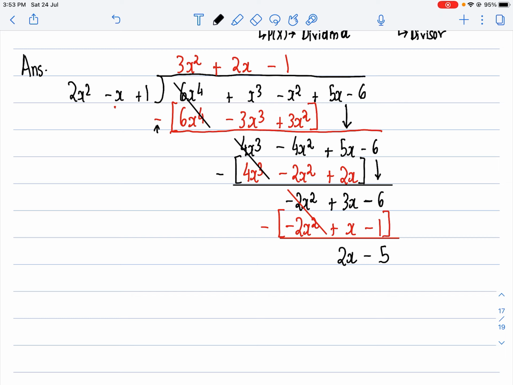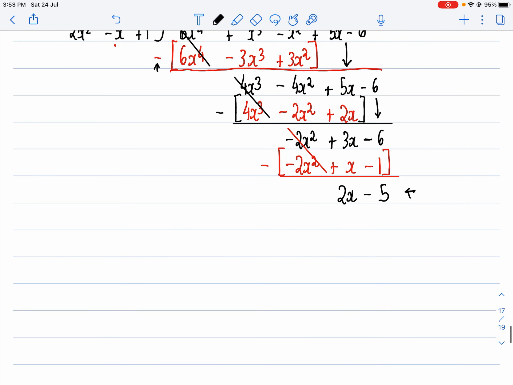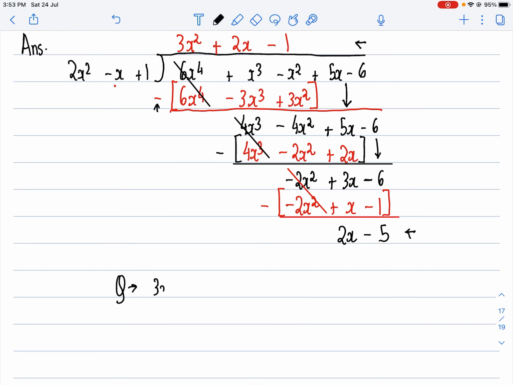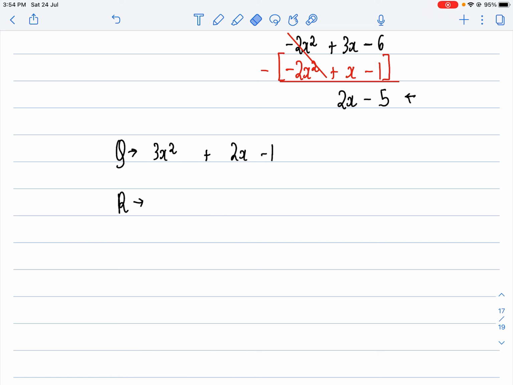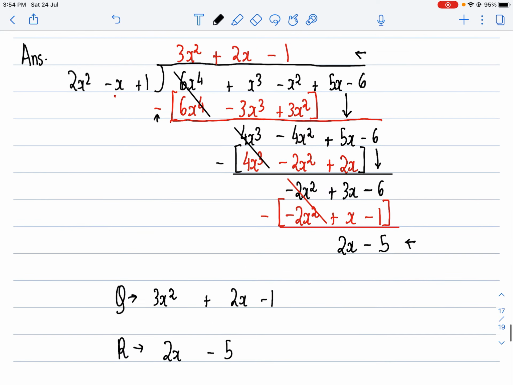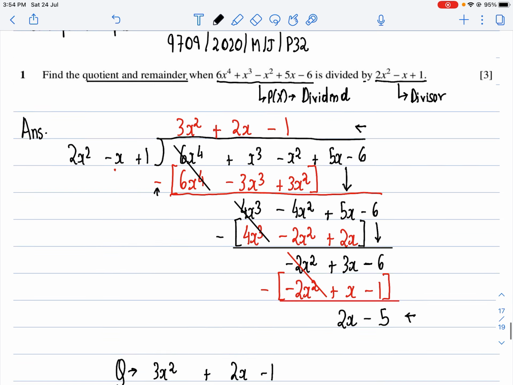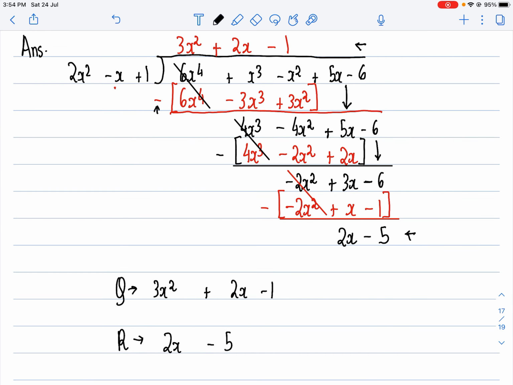Got it? So basically, I have my quotient here and I have my remainder here. That's what we needed to calculate. So I can write my quotient, which is basically q, as 3x square plus 2x minus 1. And I can write my remainder basically as 2x minus 5. Correct? I'll just write this in better handwriting so that you're sure. Okay, 2x minus 5. This is basically my quotient and remainder, and this is the answer of the question. Got it? Simple. I think you must have gotten a grip of this concept now.